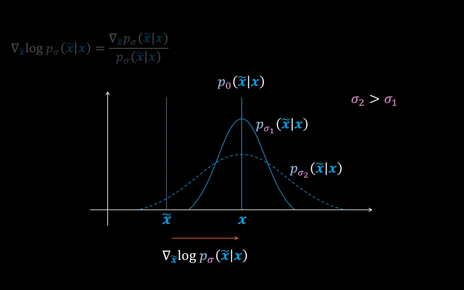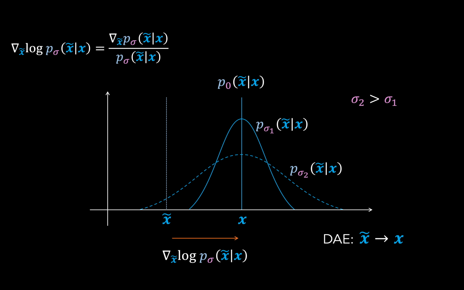This is because the score of p sigma is parallel to the gradient, and the gradient always points toward the mode, which is at x. Now, a denoising autoencoder learns to take some sample from p sigma and map it back to x, which is equivalent to climbing the gradient of p sigma. Therefore, the denoising function transports the input in the same direction as the score.